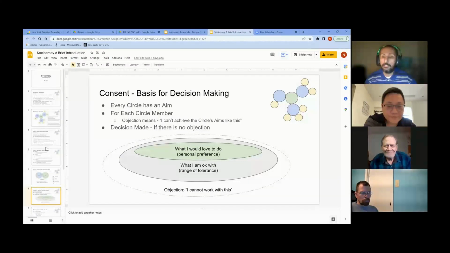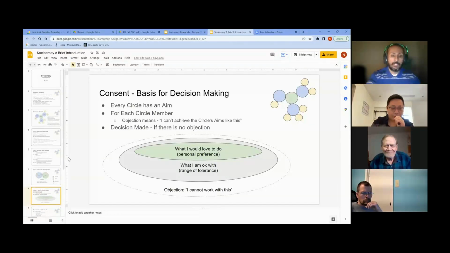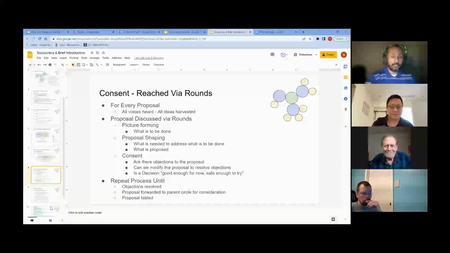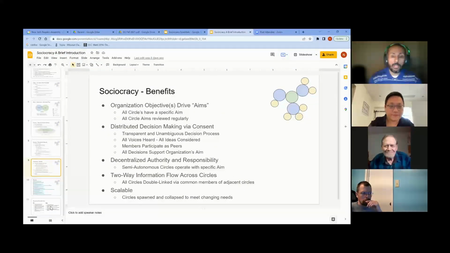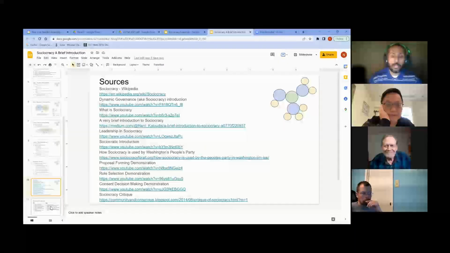Okay. Now, like I said, there are two types of paramount objection. This is type A paramount objection, where you cannot do the work. Consent is reached via rounds, which we explained already. These are some additional Sociocracy sources. I must have missed the slide with the paramount objection. The second paramount objection is if this is against the circle's aim. If the proposal being made is against the circle's primary aim, then it is grounds for a paramount objection.